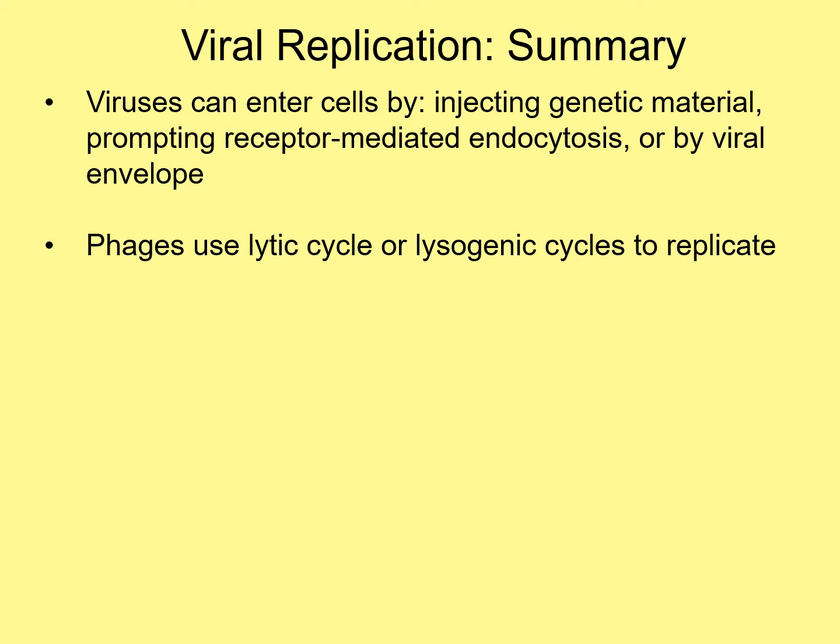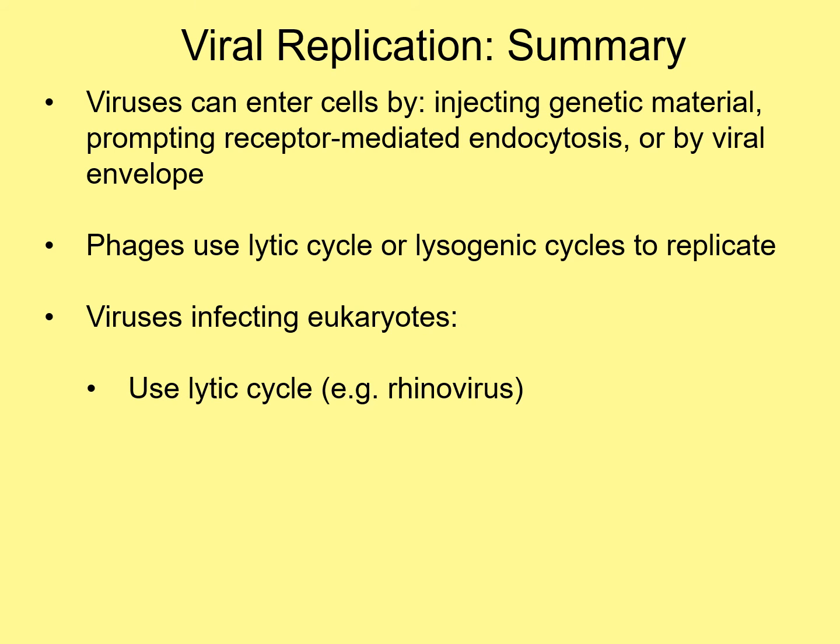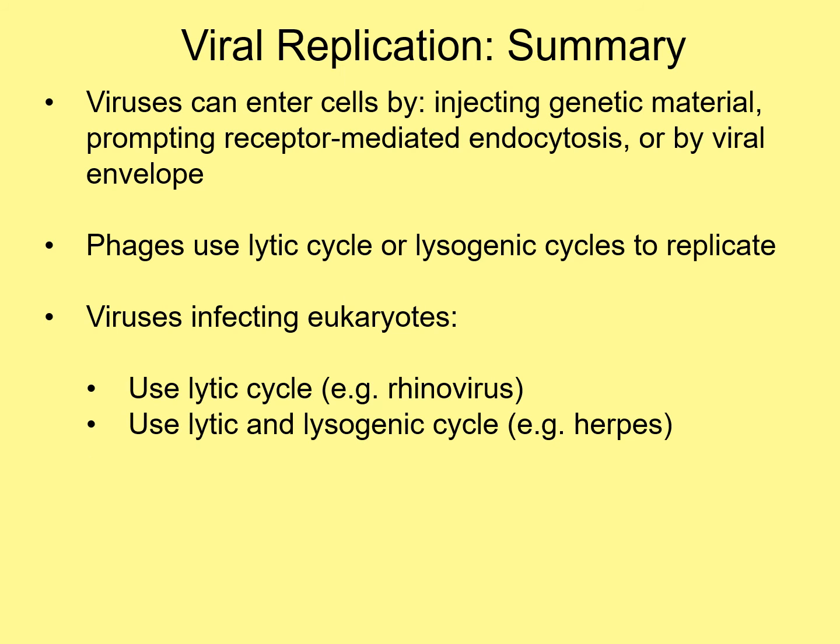Phages can either use the lytic cycle if they're a virulent phage, or the lysogenic cycle if they're a temperate phage. We refer to viruses that infect eukaryotes just as viruses. So phages get the special name for working with bacteria. Eukaryote viruses, again, can use just the lytic cycle, so basically be a virulent virus like the rhinovirus that just uses the lytic cycle. Rhinovirus, of course, being the virus that causes the common cold kind of symptoms.